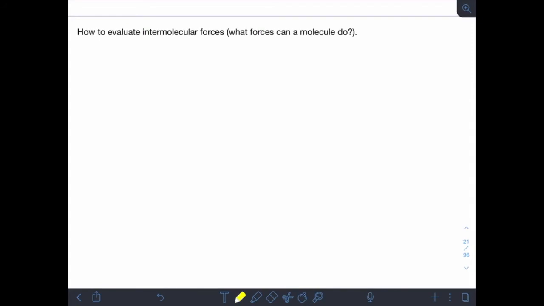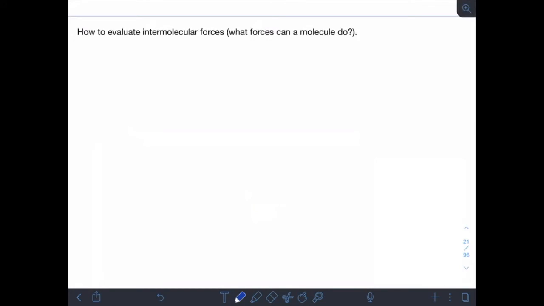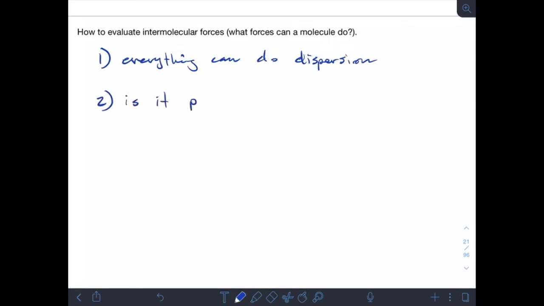So, there is a process to evaluating intermolecular forces. Number one, everything can do dispersion. And remember, London dispersion is the same thing, it's just a proper name. Dispersion is always one of the forces that something can do. So the next question you have to ask yourself is, is it polar? If yes, you have dipole-dipole interactions.